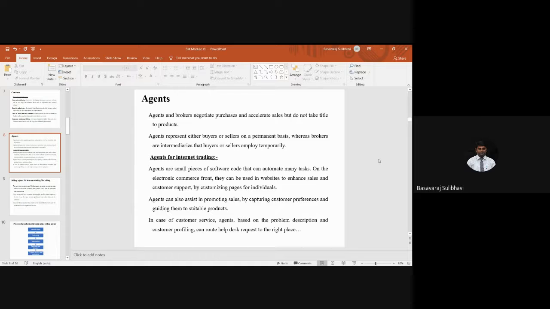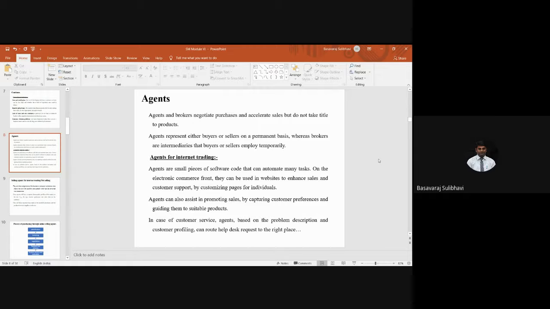Whereas brokers act as intermediaries that buyers or sellers employ for temporary purposes. The brokers are not so permanent. They may have other sellers also, having transactions with them, and they will be helping them too. So they are not so loyal to any of the companies, because they are hired on a temporary basis, not like agents.